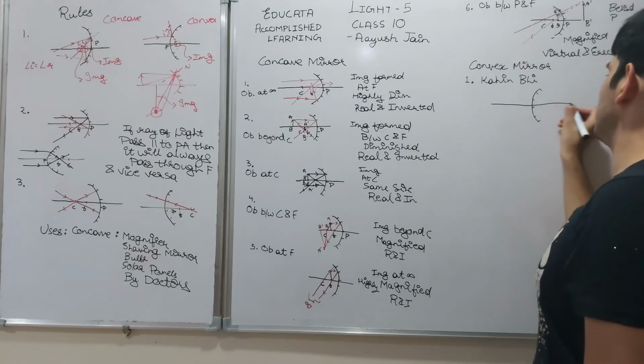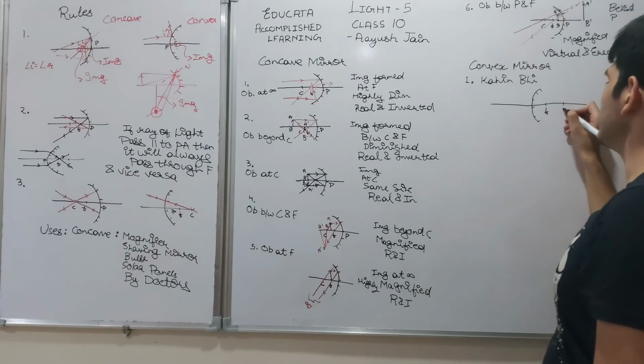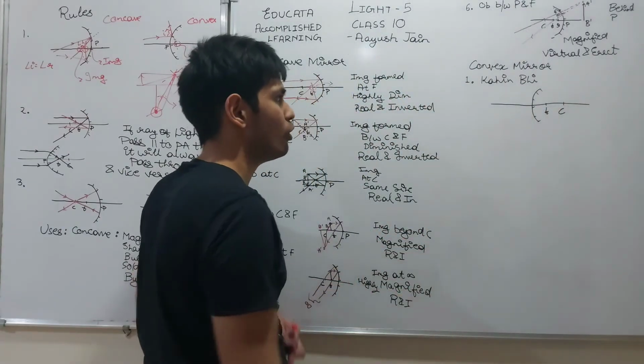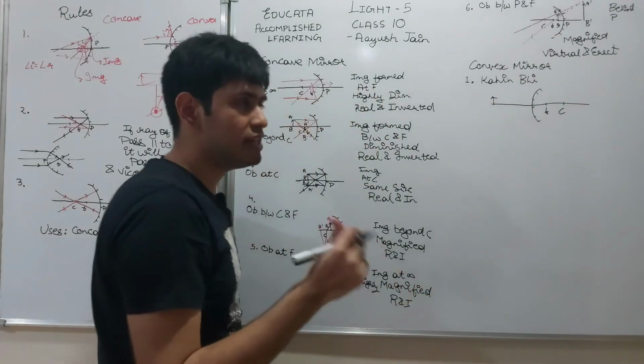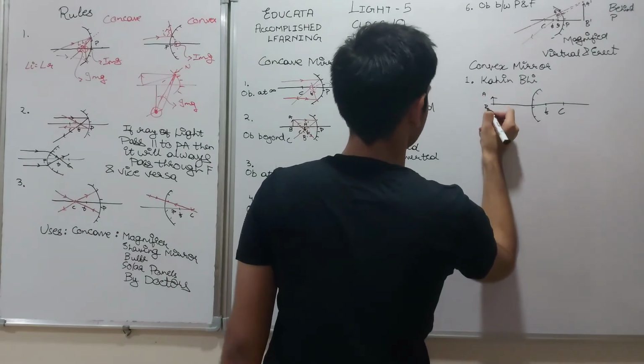This is the principal axis, this is the focus, this is the center of curvature. Now the ray of light is coming from anywhere. Okay, let it be over here. This is your object. Let this object be AB. This is the object AB.